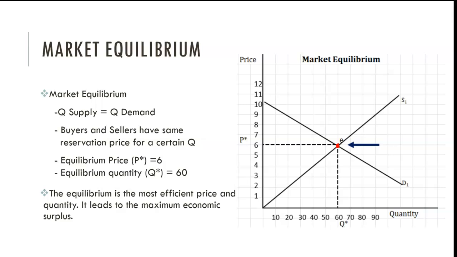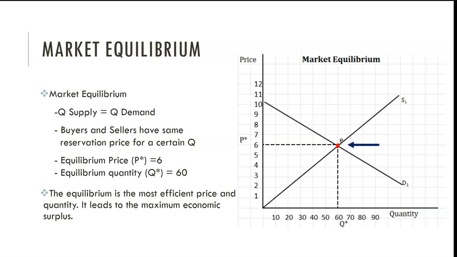The equilibrium is going to be the most efficient price and quantity because it's leading to the maximum economic surplus. Economic surplus is telling us how much benefit our buyers are getting that they didn't have to pay for, how much profit our sellers are getting above their costs of production. And we want to try to maximize this economic surplus as individuals and as a society because it means we're getting the best use out of our resources.